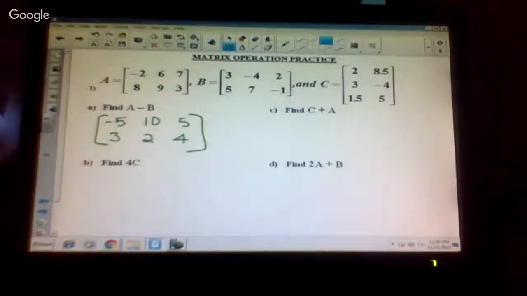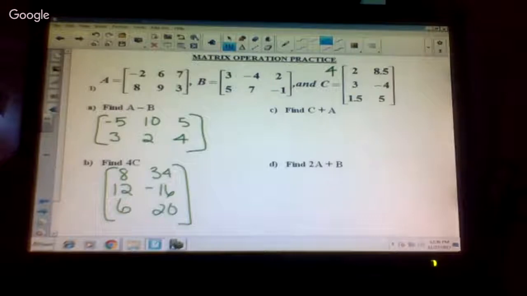Let's do B by hand. Find 4C. So what does this 4 on the outside of C tell us to do? Multiply. We're multiplying everything in here by 4. So 4 times 2 is 8. 4 times 3, I'm going to go straight down that column. 12. 4 times 1.5. 6. 4 times 8.5. 34. 4 times -4. -16, and 4 times 5. 20. Okay.